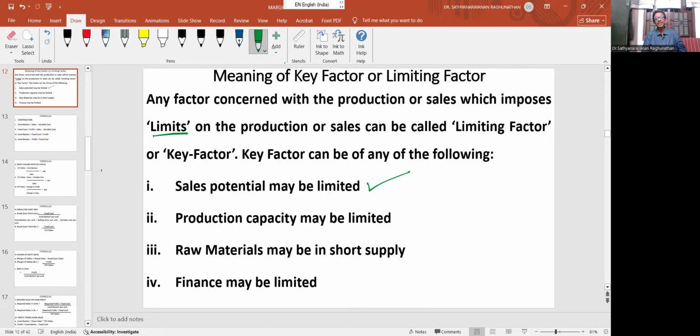And then finance may be limited. Needless to say, finance is the blood of the business. Without finance, how can the business survive? Not only finance: even if you have finance with you, you have to apply your mind on how to invest, where to invest, when to invest, and in what asset you want to invest. You have to be very careful in using the money. If you are not a prudent investor, then it will again be a problem for you.